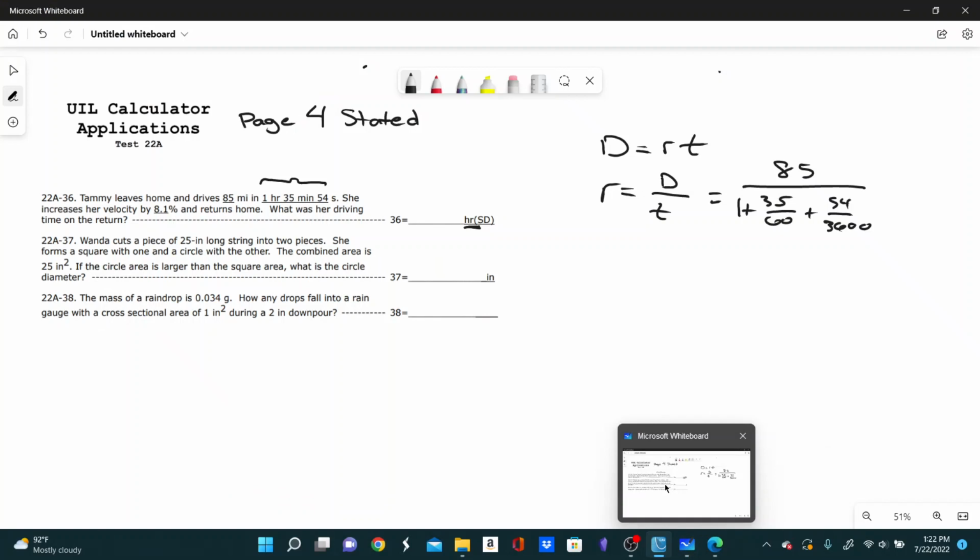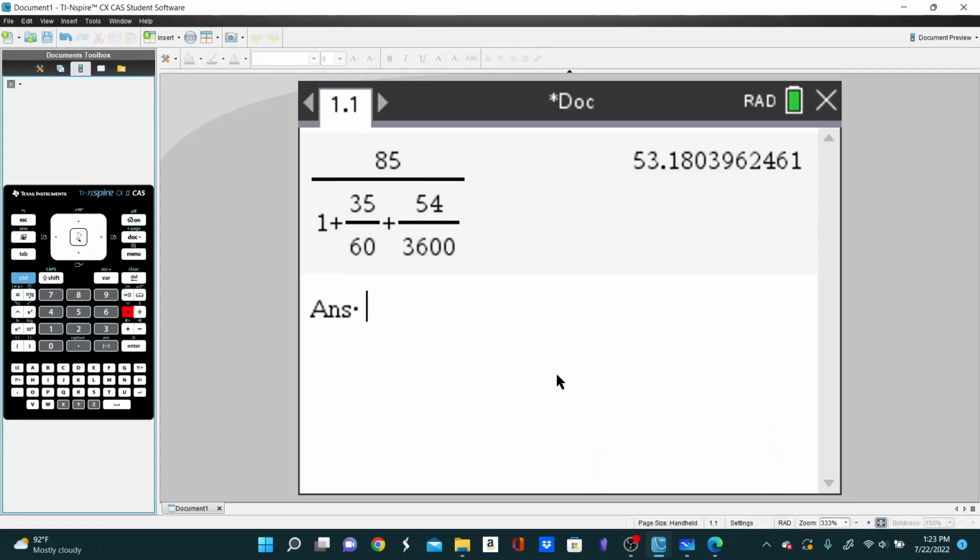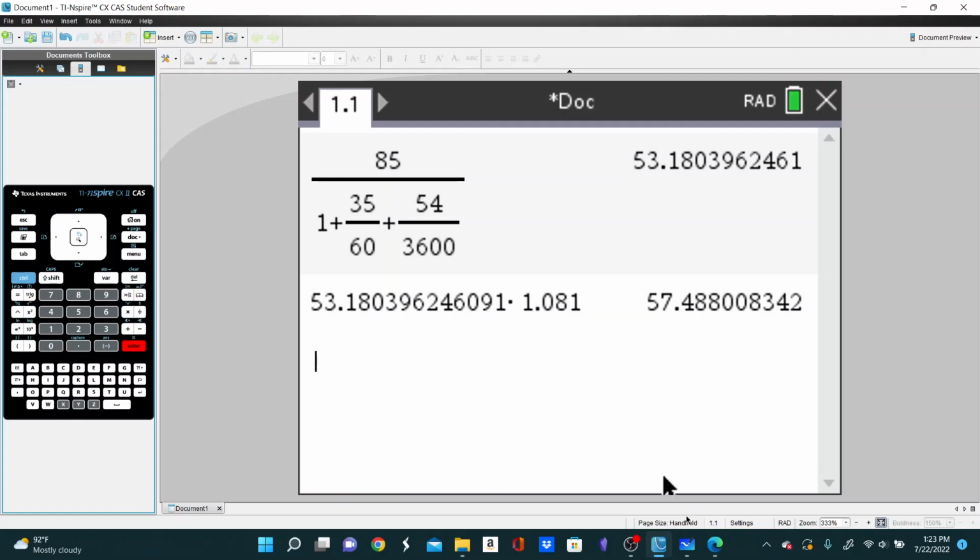All right, so what they do next is they increase their velocity by 8.1%. To do that, all I have to do is multiply by 1.081. This will increase this value by 8.1%. And so I get a speed of 57.488 miles per hour.